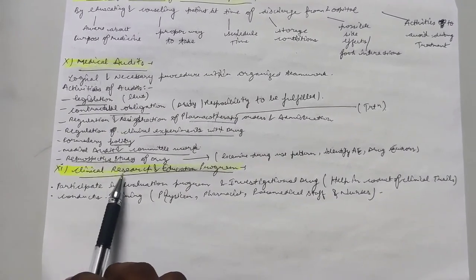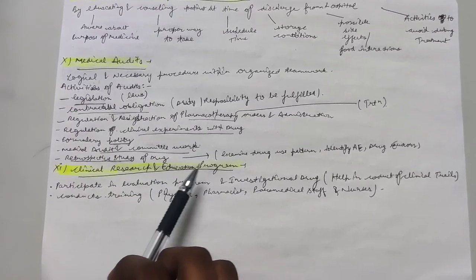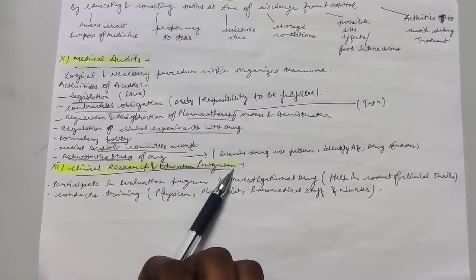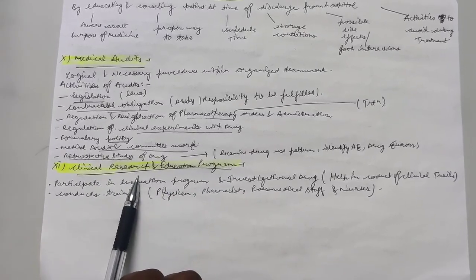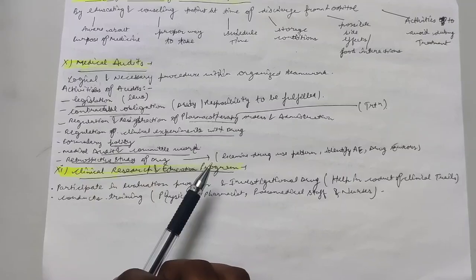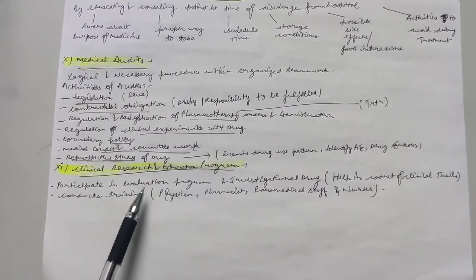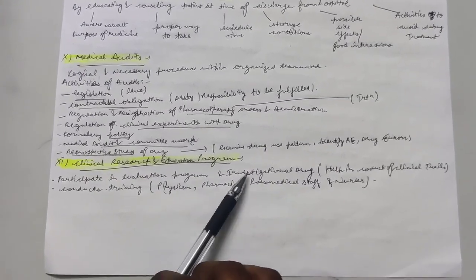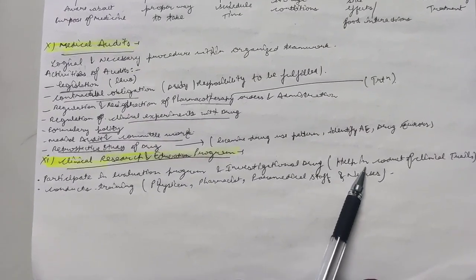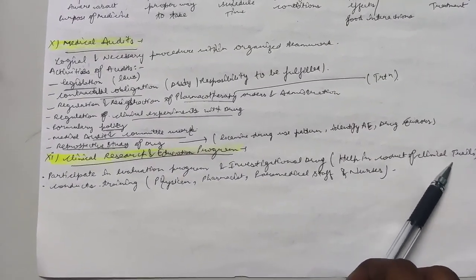Eleventh, clinical research and education program. The clinical pharmacist can also work in a clinical research area and education program by making people aware about the programs and investigational drugs. These drugs help in conducting the clinical trials.